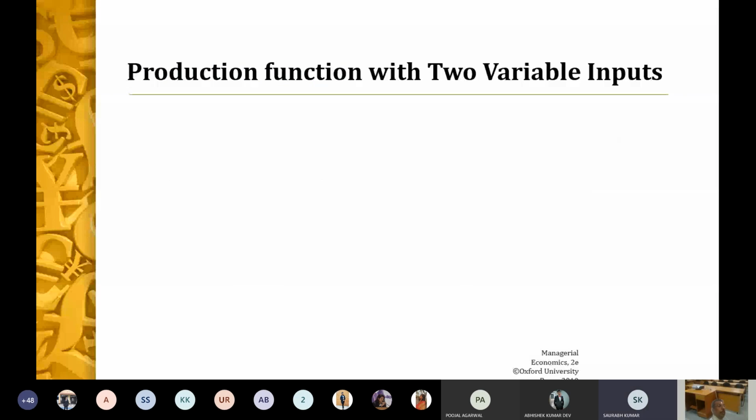So now we move on from the law of diminishing returns to the law of variable proportions. The law of diminishing returns is clear. The returns keep increasing till a certain point. After that, they start decreasing.